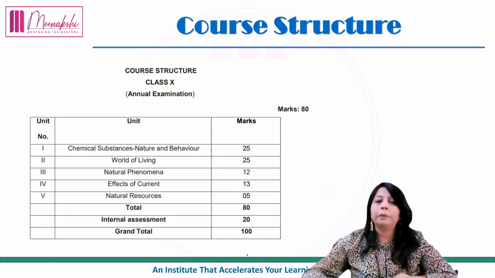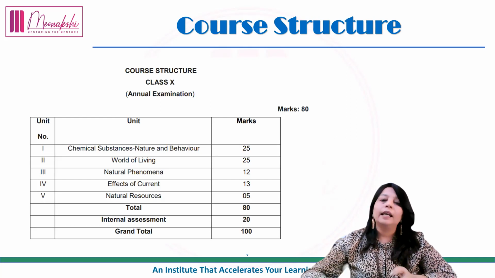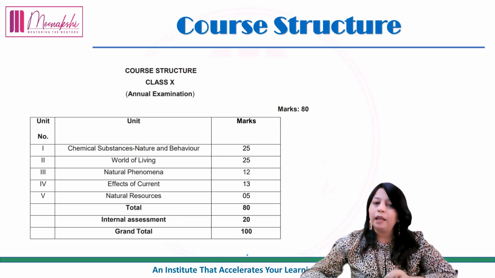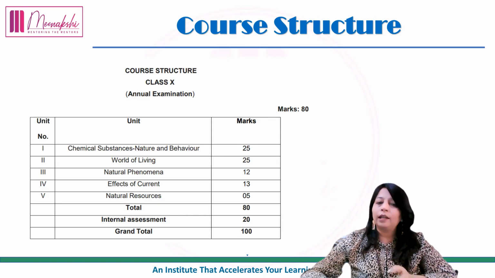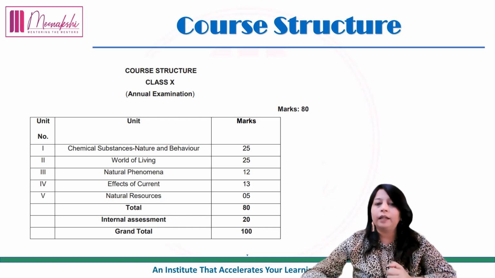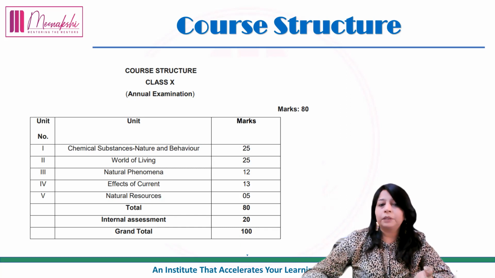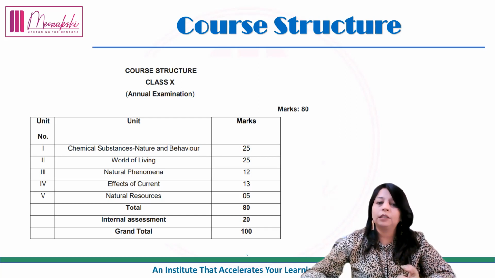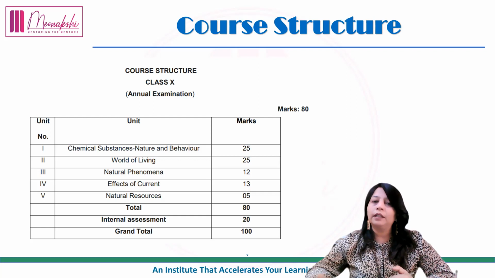If I go ahead with the class 10 course structure, it is basically under 5 units: chemical substances, nature and behavior, world of living, natural phenomena, effects of current and natural resources. And accordingly, the weightage has been given. See, 25 for the chemical substances and the world of living, and then 12 for the natural phenomena, and 13 for effects of current, and then 5 for natural resources. Make sure you deliver your content accordingly.